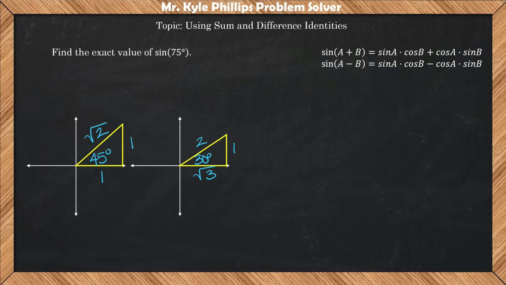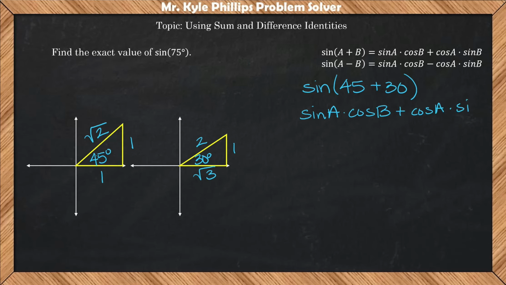Now, in order to add these two angles together, we have to use a special formula, and that is our sum or difference identities here. Since we are going to add the 30 and the 45 together, so here we'll say sine, this is going to be 45 plus 30, we're going to need to follow this formula right here. So we can write that out. That's going to be sine of A times cosine of B plus cosine of A times sine of B.